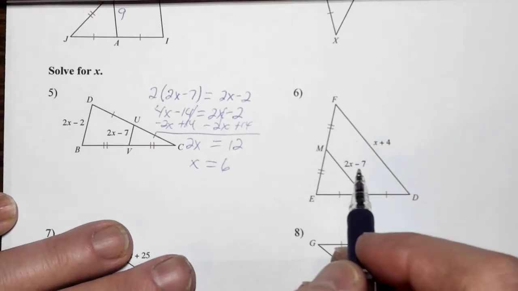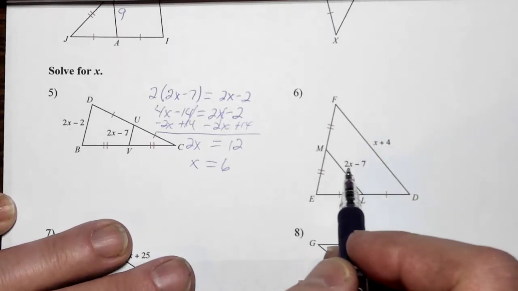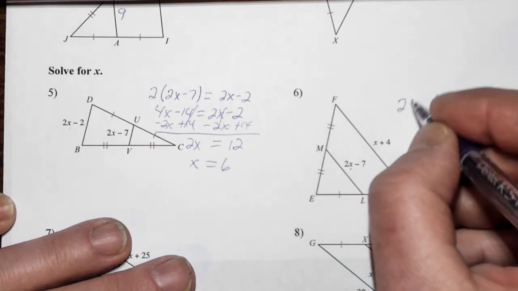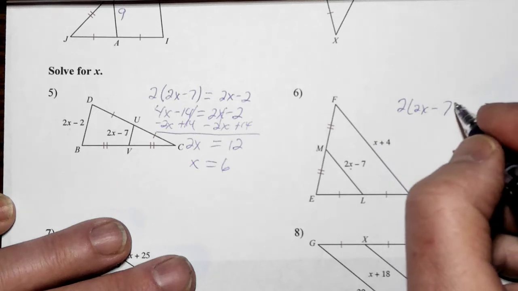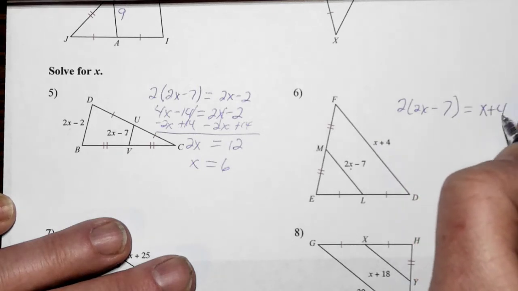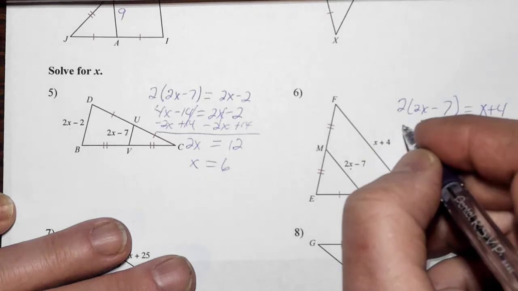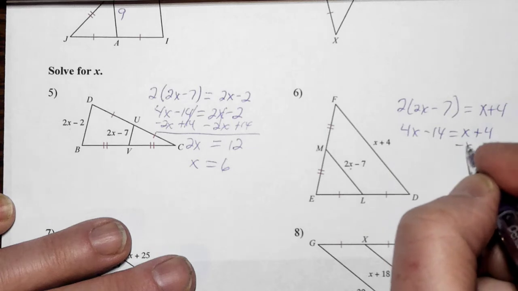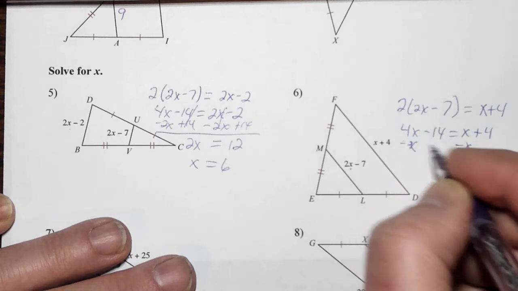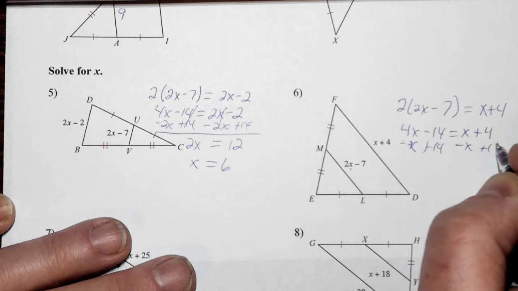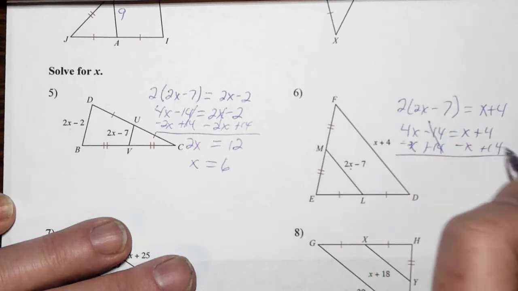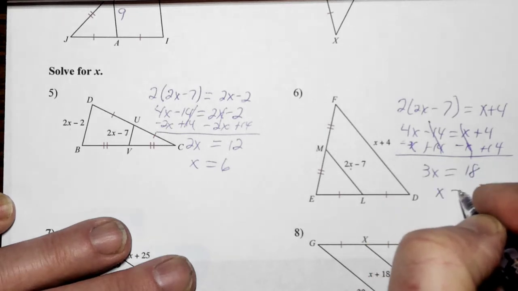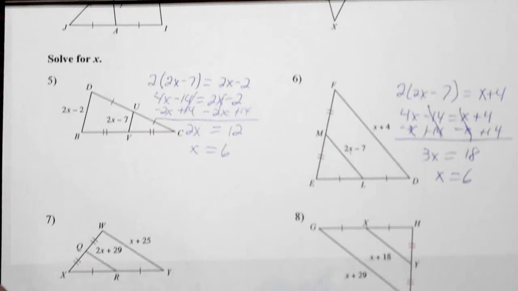If we look at this example, the mid-segment is 2x minus 7, so I double that to get the bottom of the triangle. So 2 times 2x minus 7 has to equal x plus 4. Multiplying it out, 4x minus 14 equals x plus 4. Minus x and minus x, add 14 and add 14, and we get that 3x equals 18, or x equals 6. And that's really what there is to it.